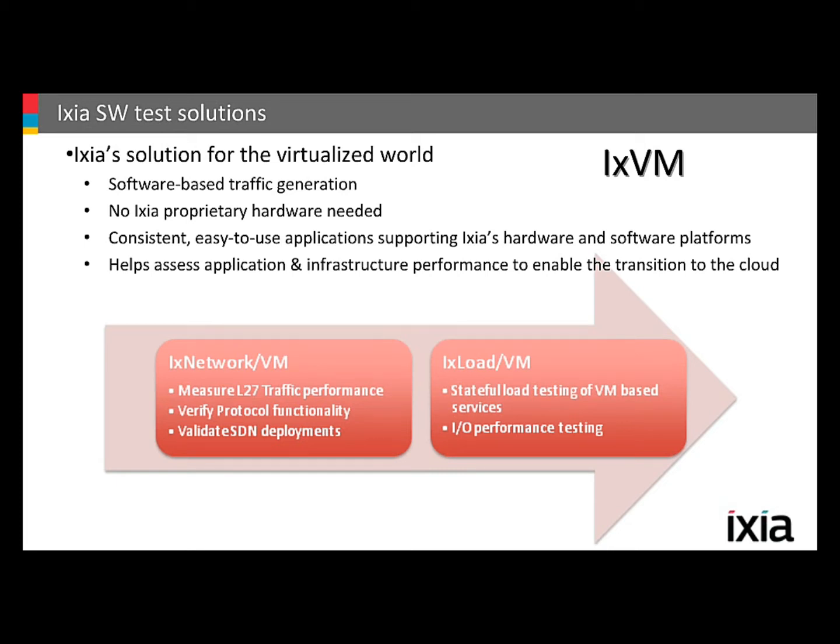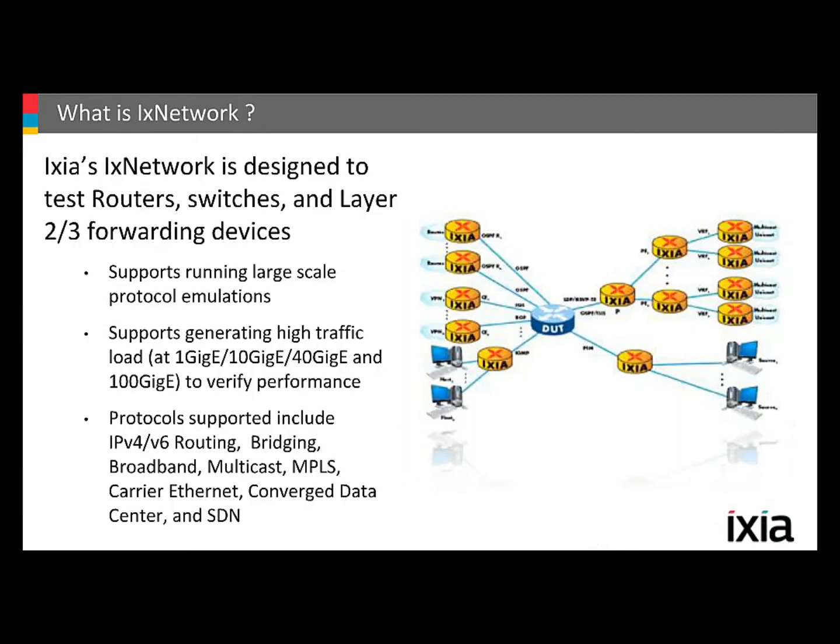Like I mentioned, we have two mainstay applications. I'll talk to them in the next couple of slides. IX network and IX load, to be able to drive these software-based ports. IX network, for those of you who are not aware, is our flagship layer 2-3 test application. Now, this application is responsible for testing the performance and scale of your routers, your switches, any BRAS devices that you might have. It supports a whole host of different kinds of protocols, ranging from basic v4, v6 routing to MPLS, to even a number of carrier Ethernet and SDN-related protocols.